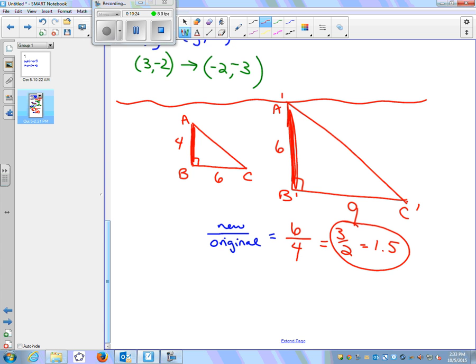Always check that with yourself, because if you accidentally flip this and make it 4 over 6 and you get 2/3, and you look and your scale factor is 2/3, you should expect to see something shrinking. And if you know it's clearly not shrinking, then you probably mixed up what goes on the top and what goes on the bottom. Does that make sense?